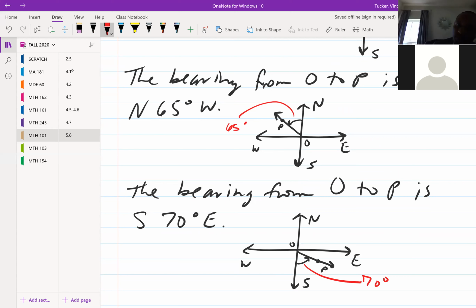All right, so the bearing from O to P is south 70 degrees east. So this time, starting with the south pole, and we go east, go to the right 70 degrees. All right, so questions on that terminology before we actually use it in a problem? No. All right, sounds good.